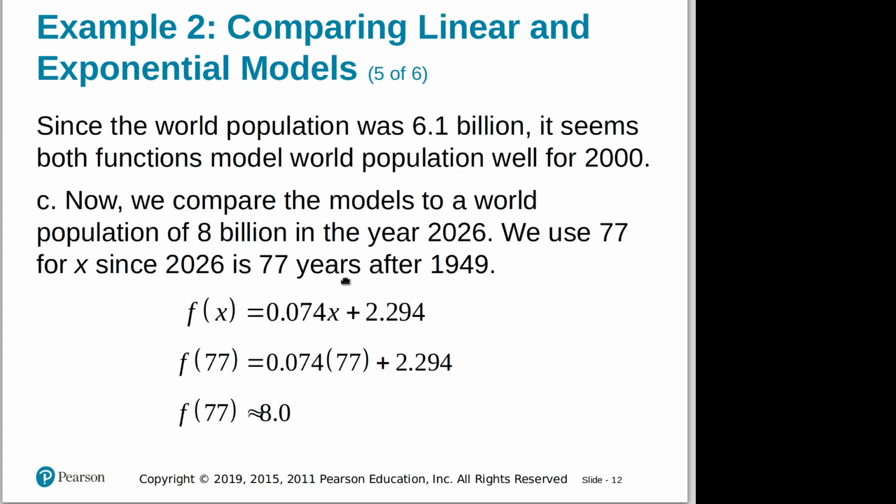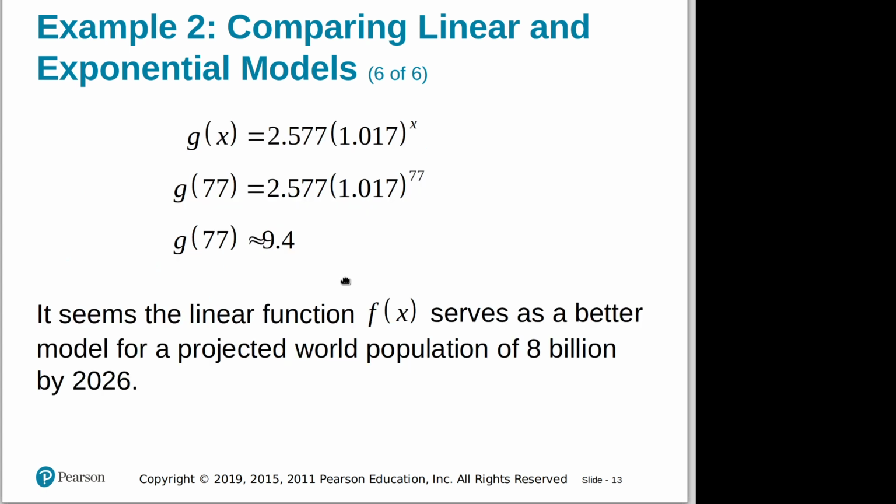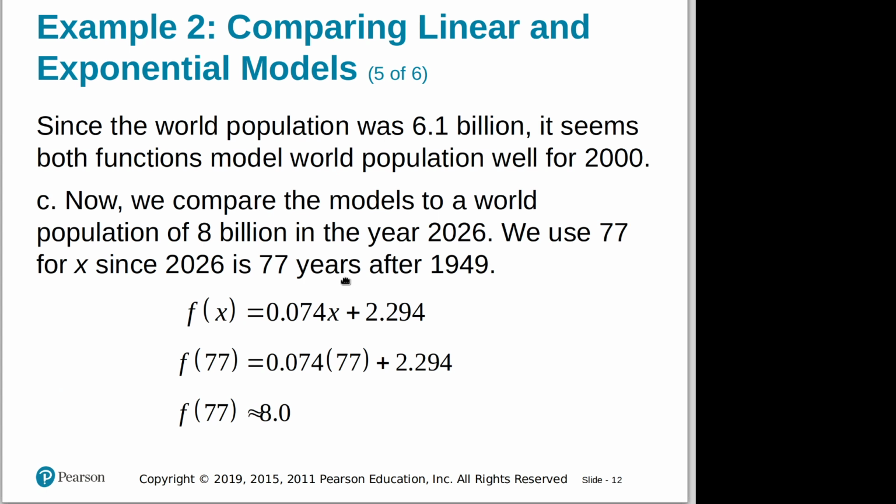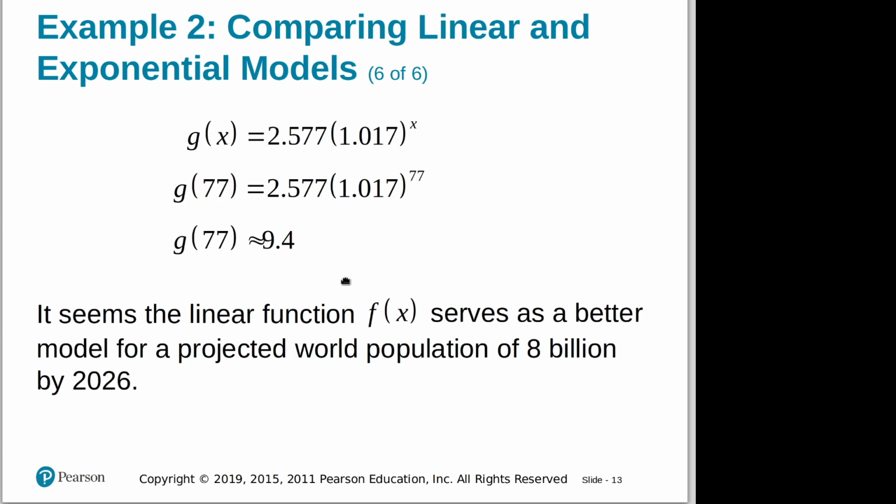Now, if we plug in the value for 2026, we see that we get these two different models. We get 8 billion for a linear model and 9.4 billion for an exponential model. And so the question that the book's asking is, hey, if we end up with 8 billion in 2026, which of these models is better, a linear or an exponential?